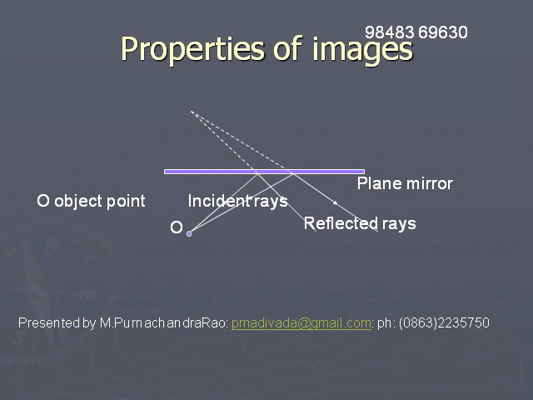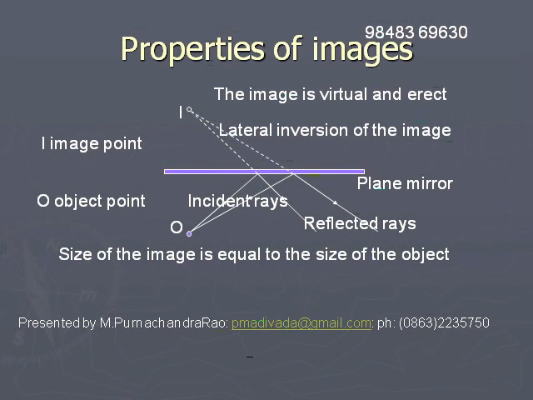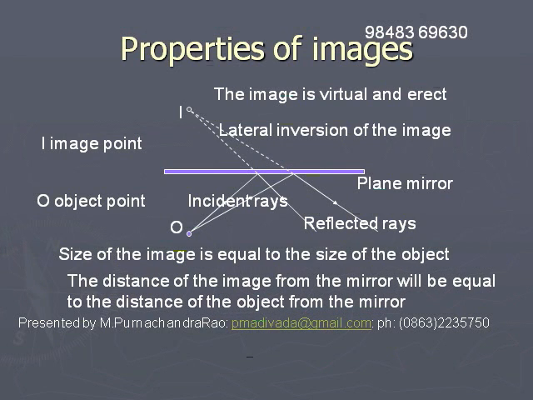The properties of the image are: the image is virtual and erect. There is lateral inversion in the image, and the size of the image will be equal to the size of the object. The distance of the image from the mirror will be equal to the distance of the object in front of the mirror. These are the properties of images in plane mirror.